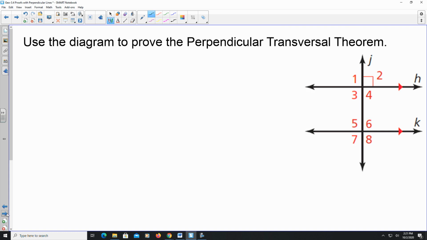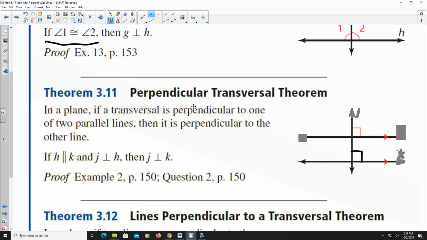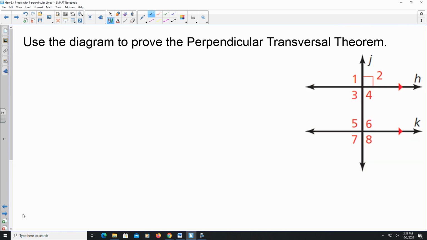So with that, it says use the diagram to prove the perpendicular transversals theorem. If you look here in the conditional statement, it has two givens for a hypothesis. It's like H is parallel to K and J is perpendicular to H. If we look at the diagram here, we do in fact have two givens in this diagram.